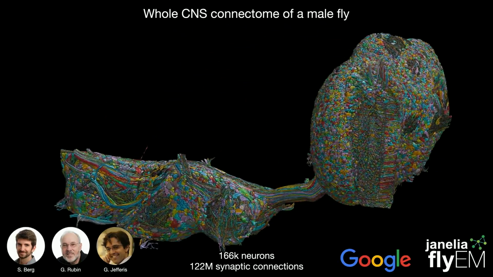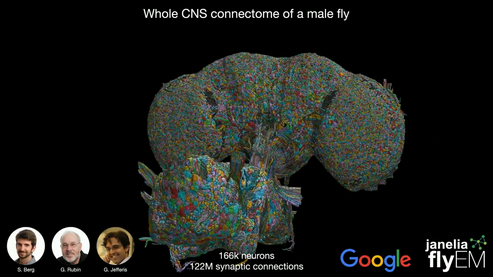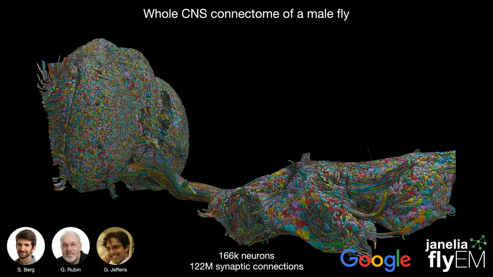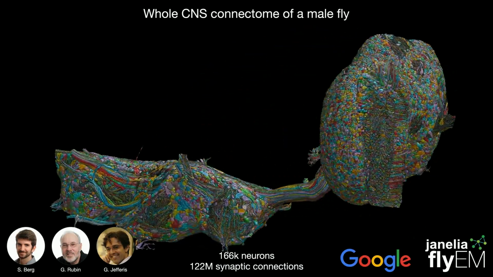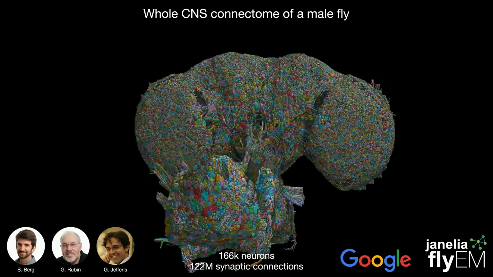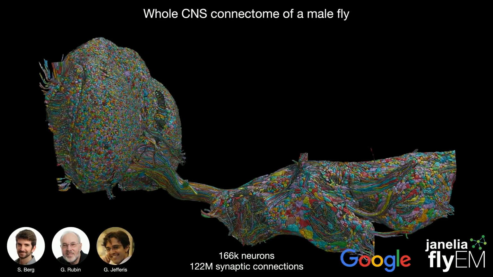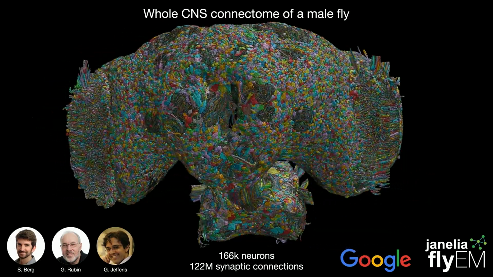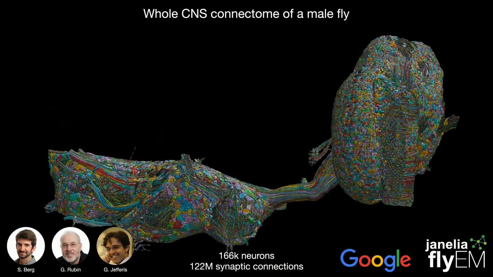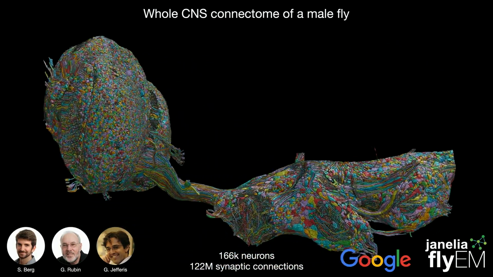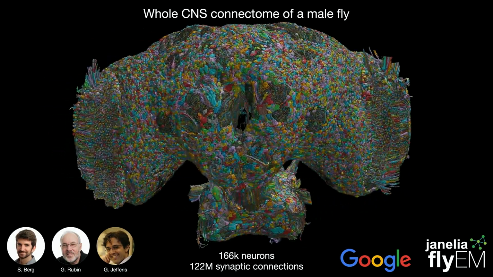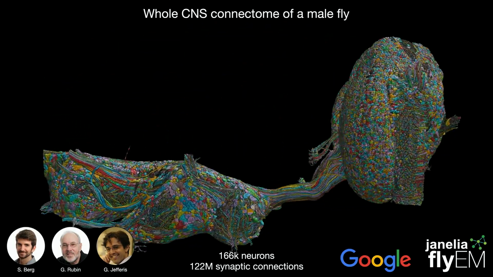And just to sort of, this is the pièce de résistance. That's our male nervous system here, again generated in collaboration with people at Janelia, Stuart Berg, Gerry Rubin, and with a lot of help from Google, who did the segmentation for these data sets. 166,000 neurons, more than 120 million synaptic connections, and that's something you'll be able to play with if you want in just a few weeks.